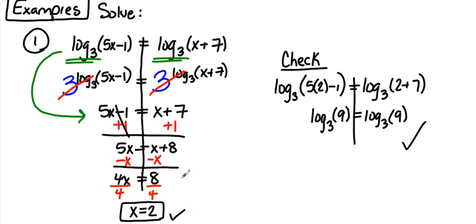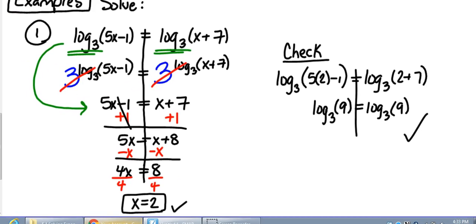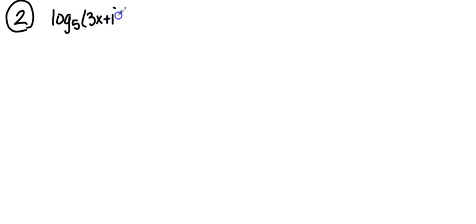Moving on to number 2. Number 2, log base 5 of 3x plus 1 equals 2.